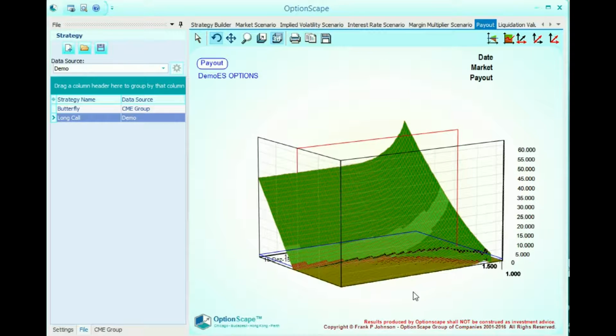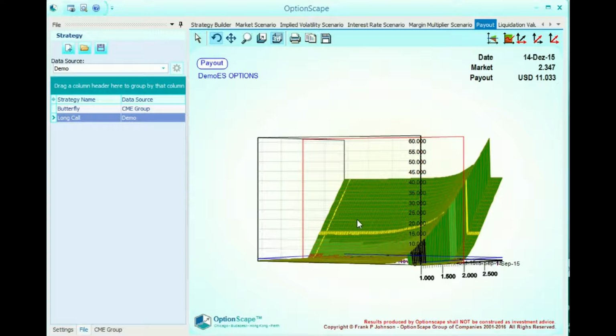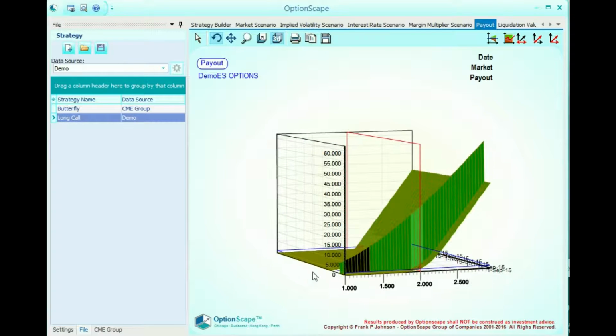And at the beginning, before the crash, the call has a specific value. Then when the volatility kicks in hugely, we see there's an explosion in the value of the call. The call becomes devaluated because of the fall in index, but at the same time it's rising because of the increase in volatility.